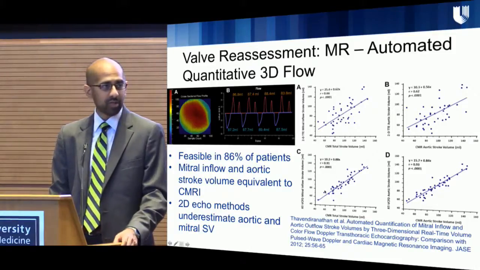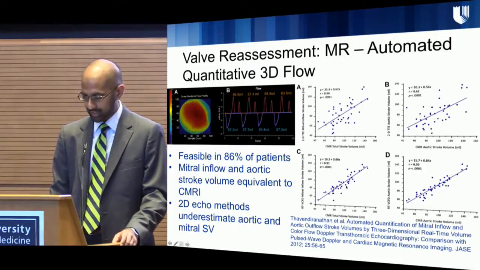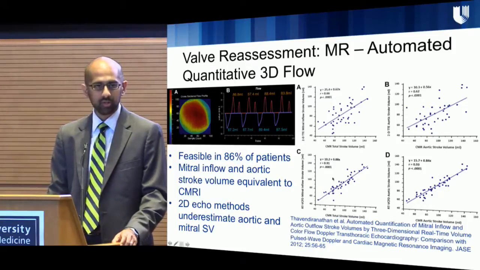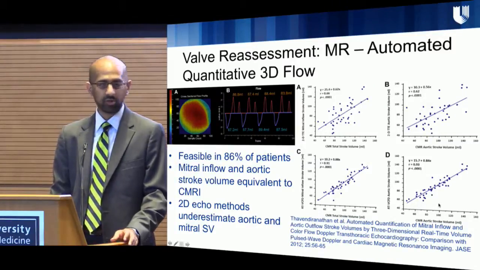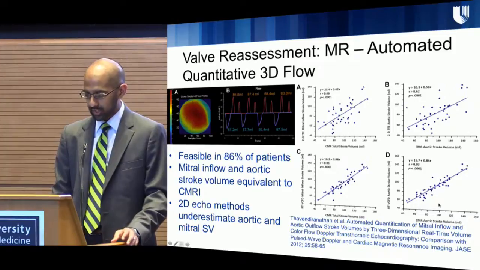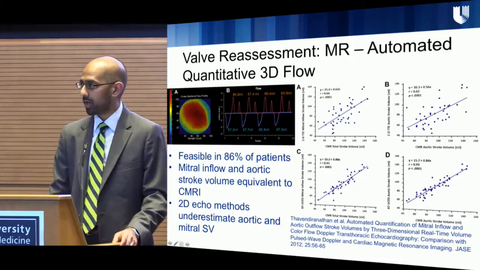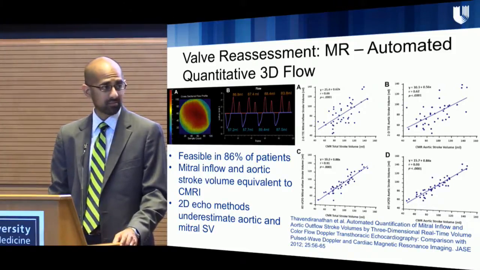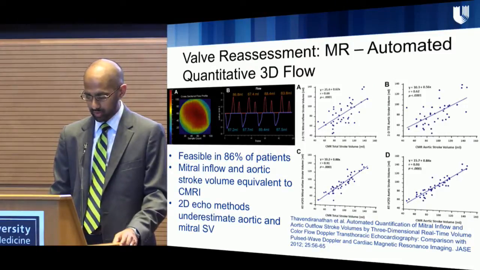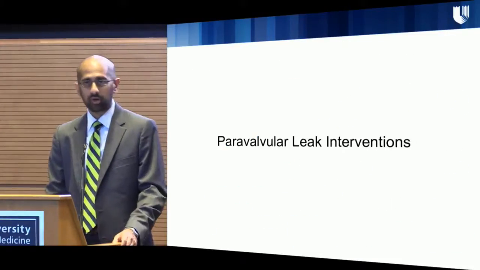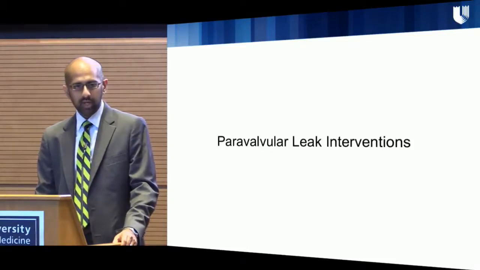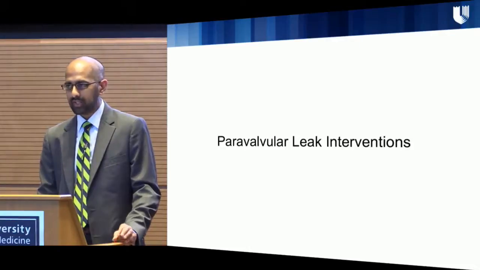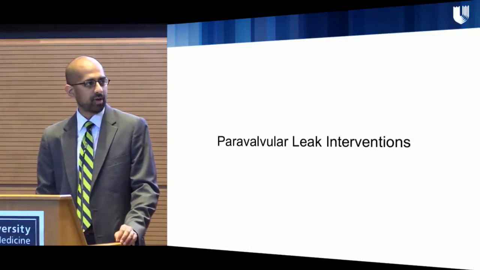Now here are these automated real-time color 3D techniques, and look how much closer the stroke volume estimates are, either from the mitral inflow or from the aortic outflow, much closer than 2D techniques if you use cardiac MRI as the gold standard. So this is coming down the road. And in fact, we're going to have a protocol here at Duke starting to use this within the next couple of months.